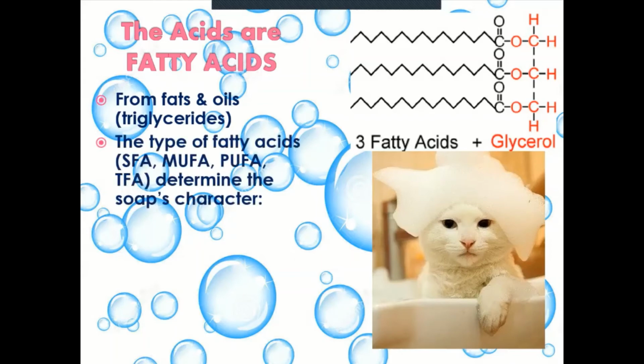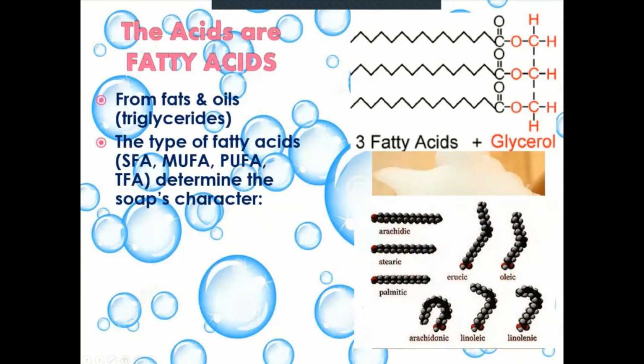The type of fatty acid, whether it's saturated, monounsaturated, polyunsaturated, or trans fat, determines different characteristics of the soap. So here's our saturated, and here's showing all the kinks. This would be one kink, so that's a MUFA. Both of these are, because they make just an angle. This one has two kinks, so it makes the L shape. We get the candy cane when we do three, and then this one ends up almost looping all the way around because he actually has four kinks in him.